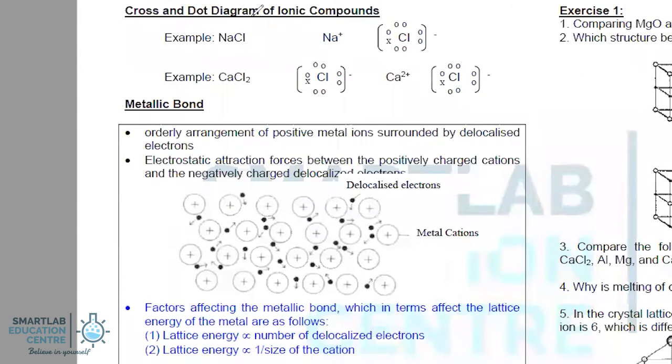Finally, for cross and dot diagram for ionic compound, at the A level, you no longer need to draw a circle to represent the electron shell. You will merely depict the valence electrons by cross and dot. And the cross, in this case, are electrons from the sodium that's been donated to the chlorine atom.